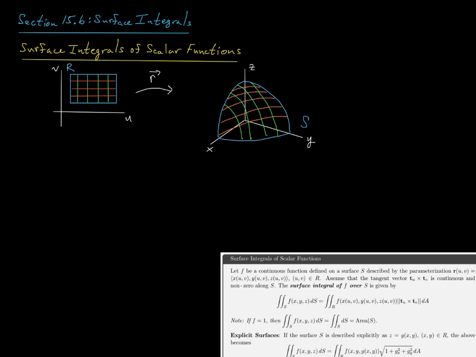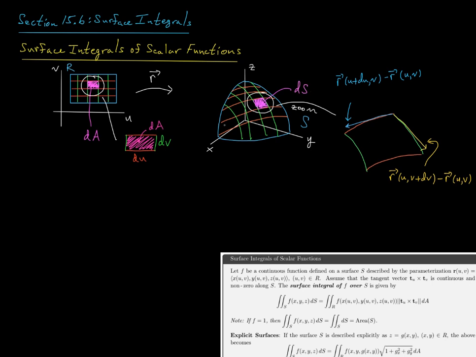So what we're going to do here is consider one of these little differential rectangles that's formed by this grid here. And we're going to map it over under our vector function R to this little piece of surface area along our surface S. We're going to call this little differential surface area element dS. And we want to first derive an expression for dS in terms of this parameterization R.